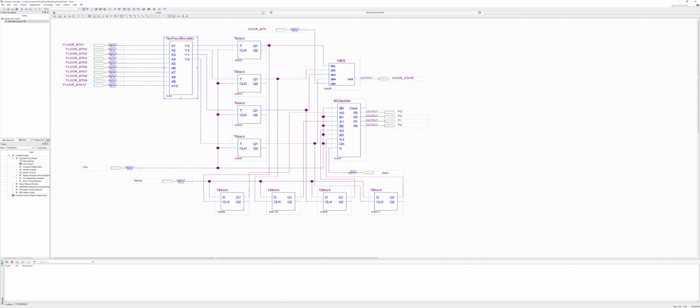Also, additional gates used are the T and D flip-flops right here and right here. These are used to keep the signal going with the logic high and low, and then store it whenever the signal is high. And so this is the schematic right here.